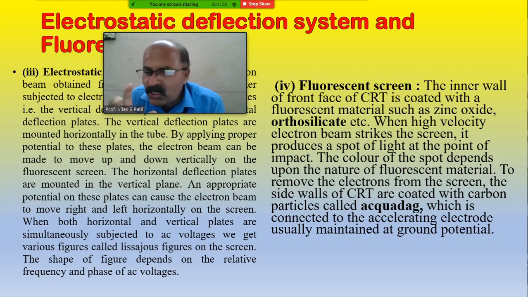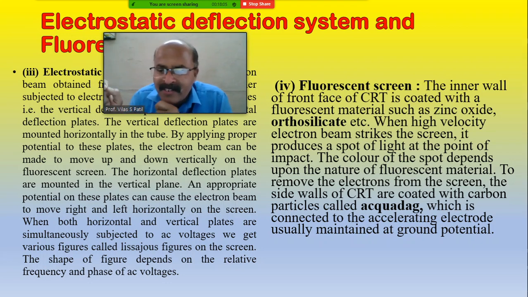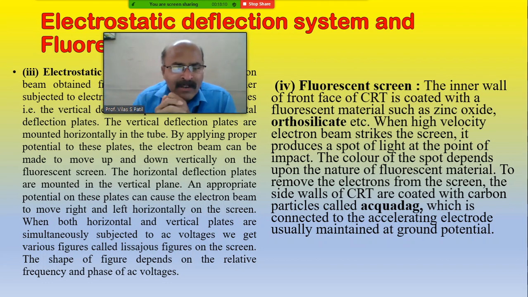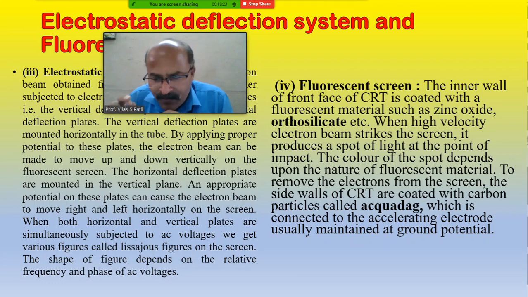In many examinations, this objective question is asked: if the fluorescent screen is coated with zinc oxide, which spot color is visually indicated on the screen? That will be green, and for orthosilicate it will be blue. The word in bold, orthosilicate, is for the blue color. And if the screen is coated with zinc oxide, the color will be green.